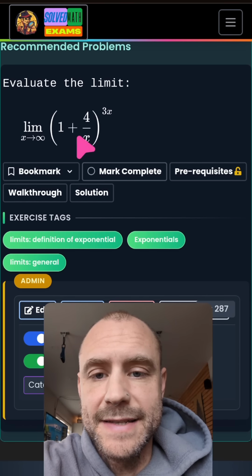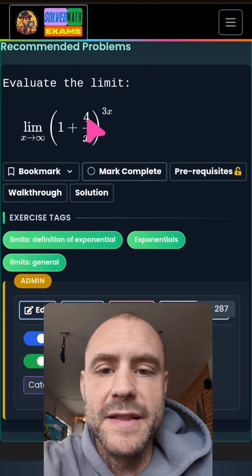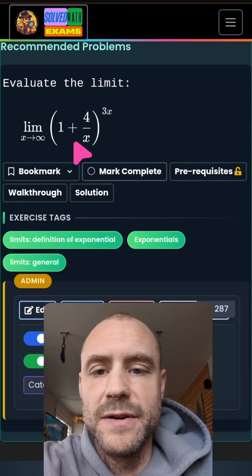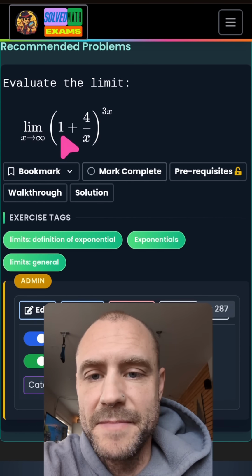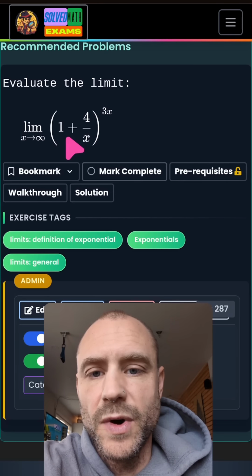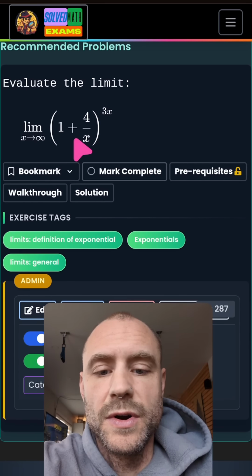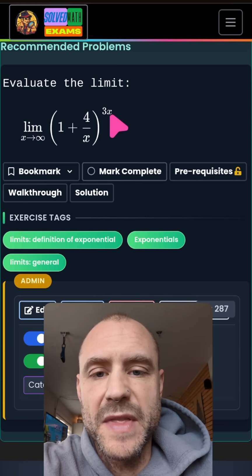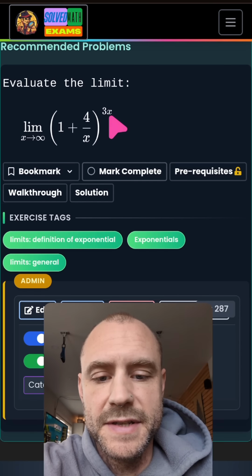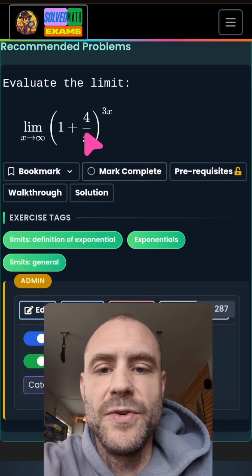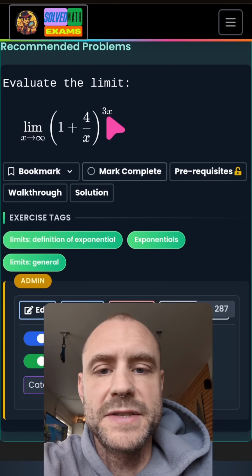Well, as x goes to infinity here, this value gets closer and closer to 0. So inside the brackets, it becomes something that's approaching 1 plus 0. So that's just 1, right? So this is going towards 1. And the exponent, as x goes to infinity, is obviously exploding off towards infinity. So this thing's going towards 1, and this thing's going to infinity.